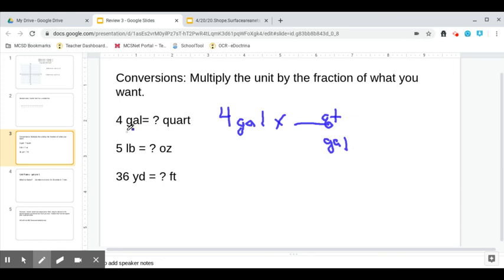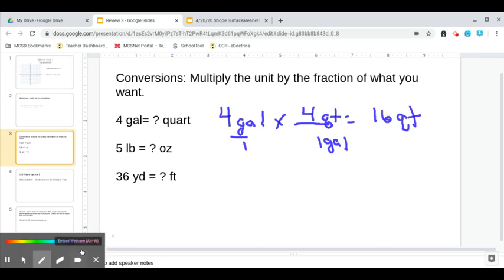Okay, so I have 4 gallons times this conversion. I know there's 4 quarts in every gallon. So 4 over 1 times 4 over 1 is 16 over 1, or 16 quarts. Okay.